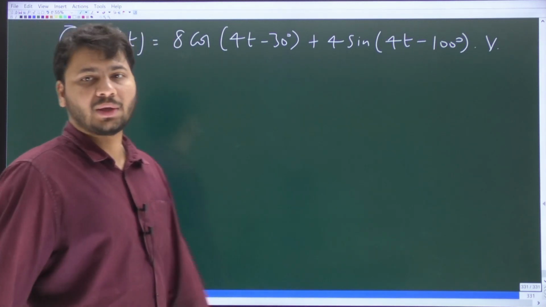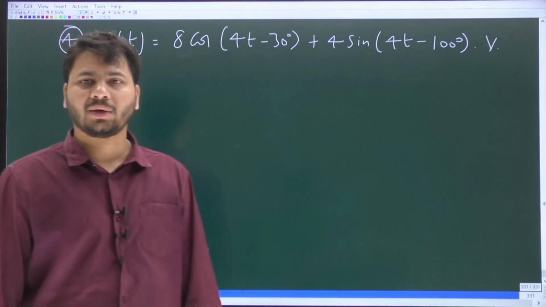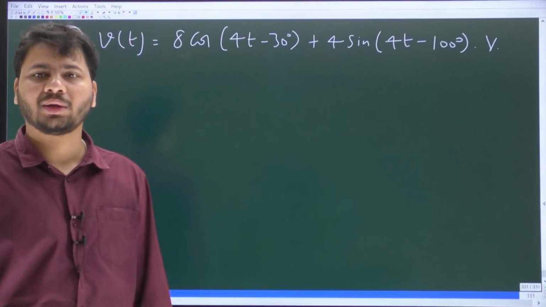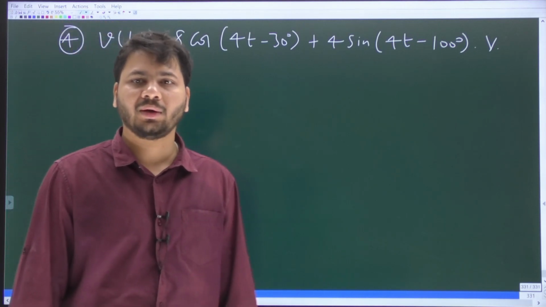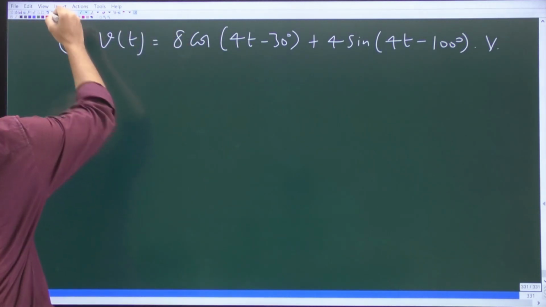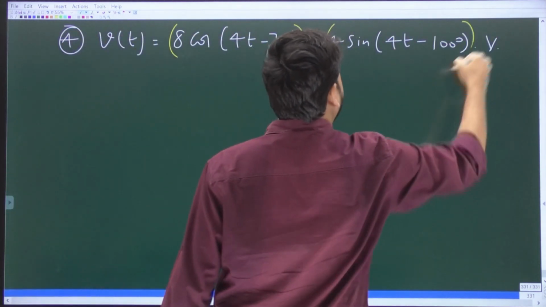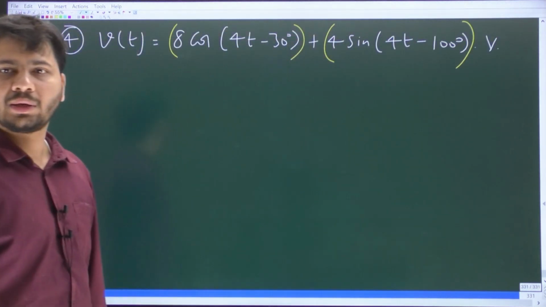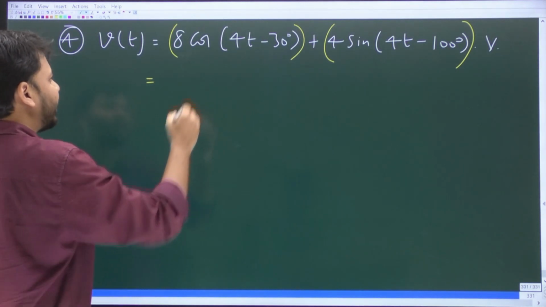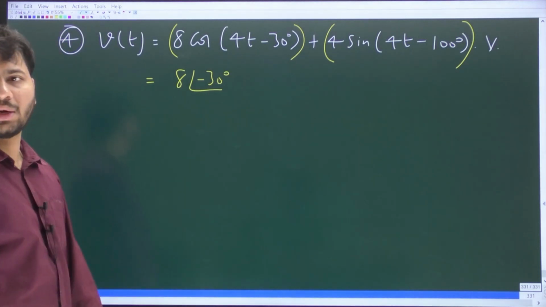Once again, the sinusoidal voltage consists of two terms. What is the first term? 8 cos 4t minus 30 degrees. And what is the second term? 4 sin 4t minus 100 degrees. So once again, let us convert each individual term into its phasor representation. What is the first term? 8 cos 4t minus 30 degrees. Is it not simply 8 at an angle minus 30 degrees?